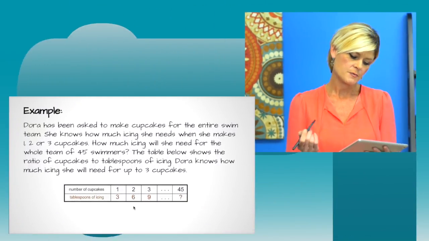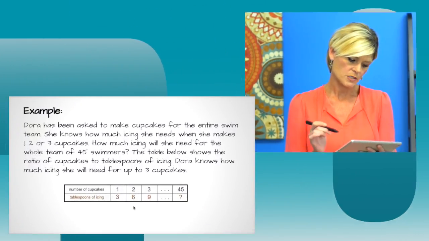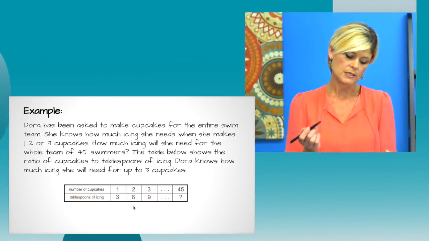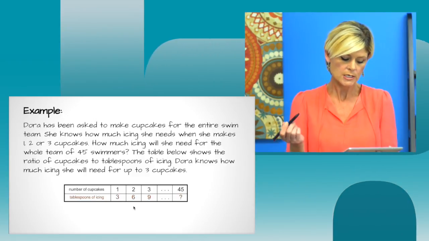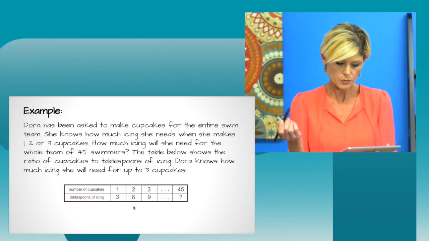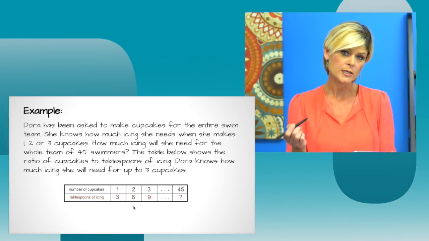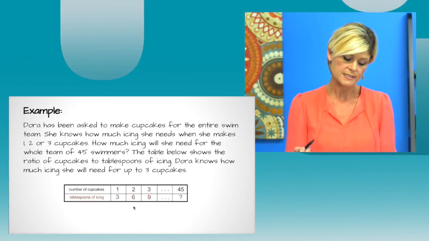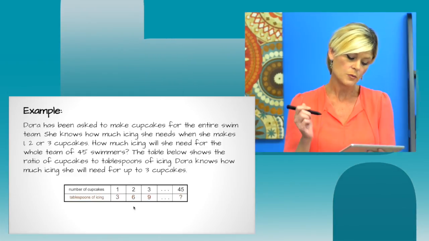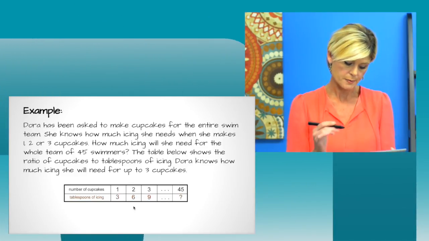Let's jump right in with an example. Dora has been asked to make cupcakes for the entire swim team. She knows how much icing she needs when she makes 1, 2, or 3 cupcakes. How much icing will she need for the whole team of 45 swimmers? The table below shows the ratio of cupcakes to tablespoons of icing. Dora knows how much icing she will need for up to 3 cupcakes.